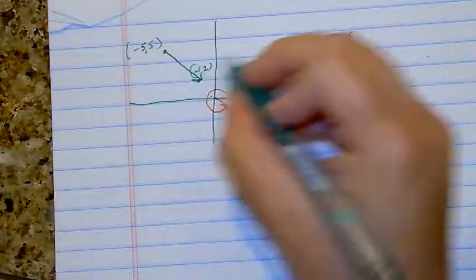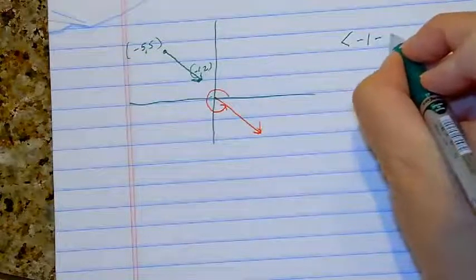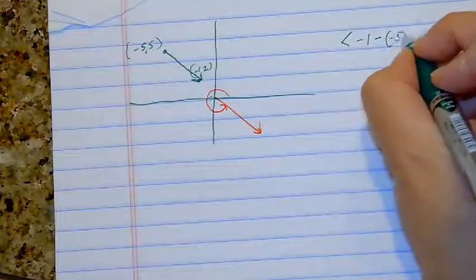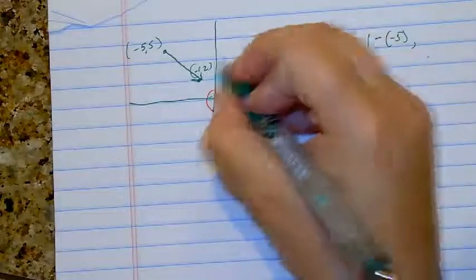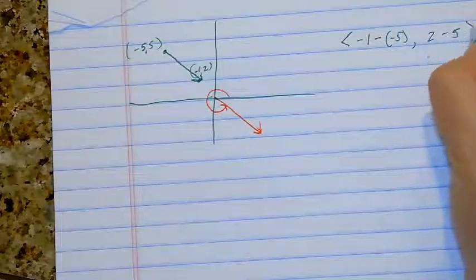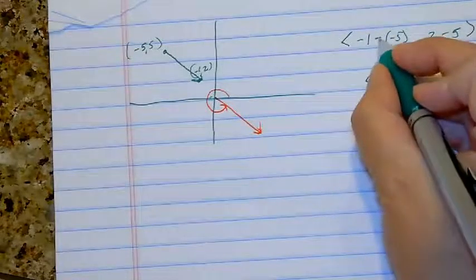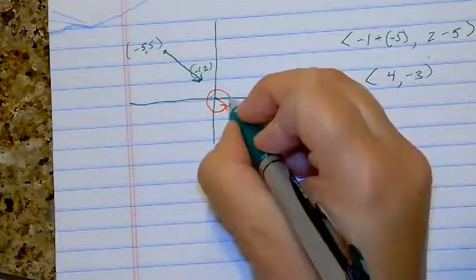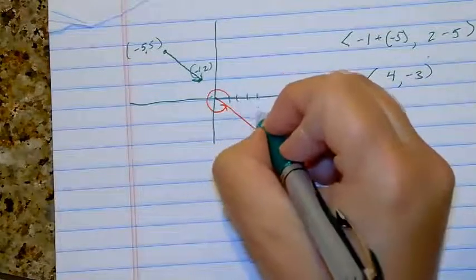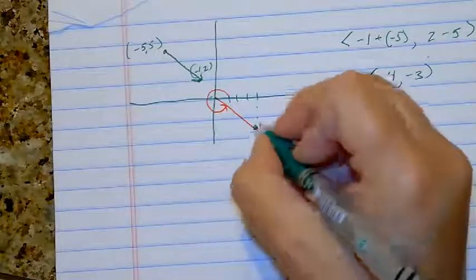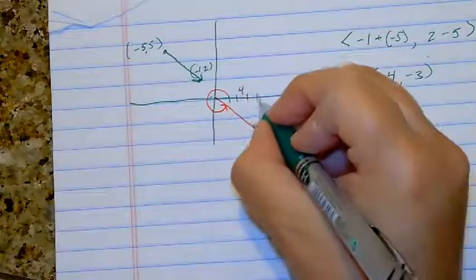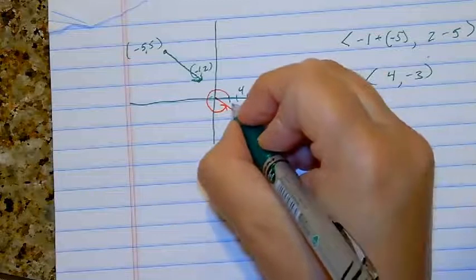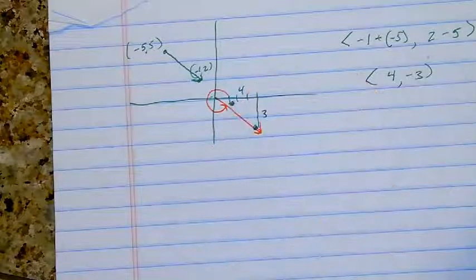So it'll be my terminal minus my initial, and my terminal minus my initial. So this vector is 4, -3, and that's pretty much what it looks like. 4, -3. So that means I've gone 4 units this way and 3 units this way. So I'm going to try to find this angle right in here.